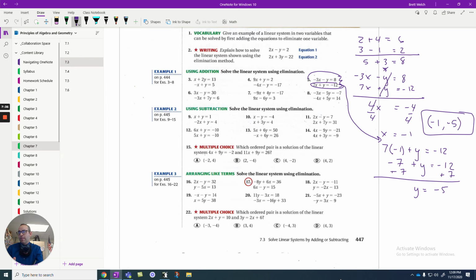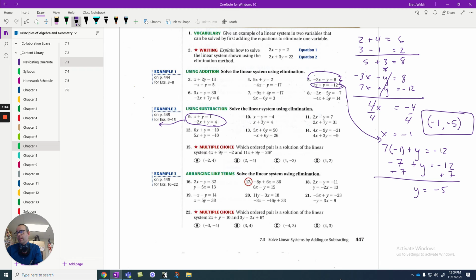Later in the assignment, we're doing 3 through 14. In the second half of this assignment, you'll notice that the numbers the way they are don't actually cancel. Let's take a look at number 9 here. If we look at number 9, an x and a negative 2x don't cancel, and the y's don't cancel. One of them has to be positive, one of them has to be negative.